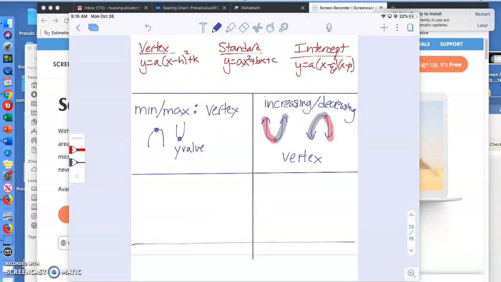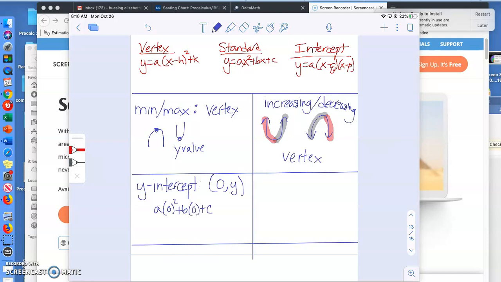What if I said the y-intercept? Now remembering our y-intercept is just 0, some y value. So any of them would be really easy to find the y-intercept because you just plug in 0 for x, but it'd be really easy in standard form because you have a times 0 squared plus b times 0 plus c, which just reduces down to c. So standard form would be really easy to find that.